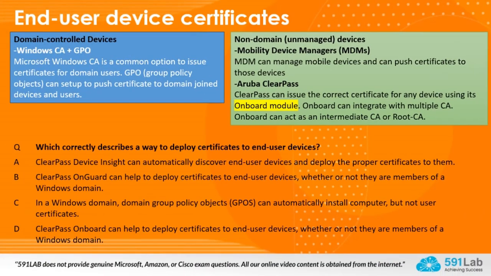Topic number 4, end user device certificate. So in an organization, there are two types of devices: domain control devices and non-domain devices. So using Windows CA, we can push certificate to only domain control devices. Microsoft Windows CA is a common option to issue certificate for domain users. GPO, Group Policy Objects, can set up to push certificate to domain join devices and users. Only domain join. So Windows CA and GPO is only able to push certificate to domain join devices and users.